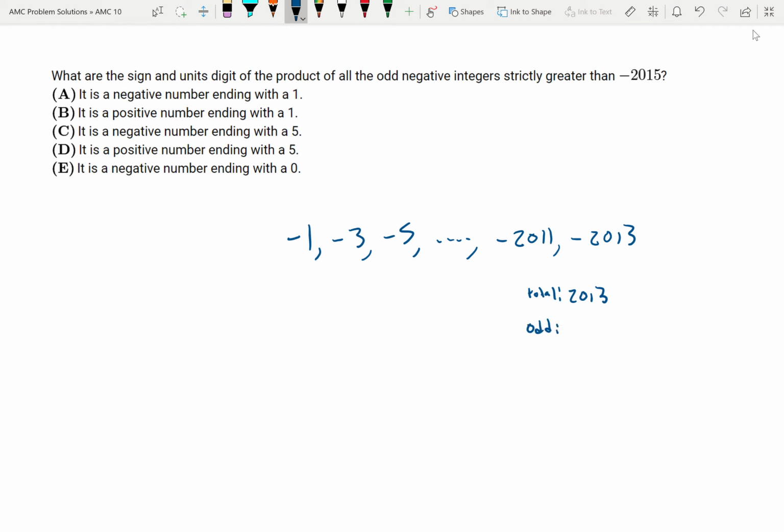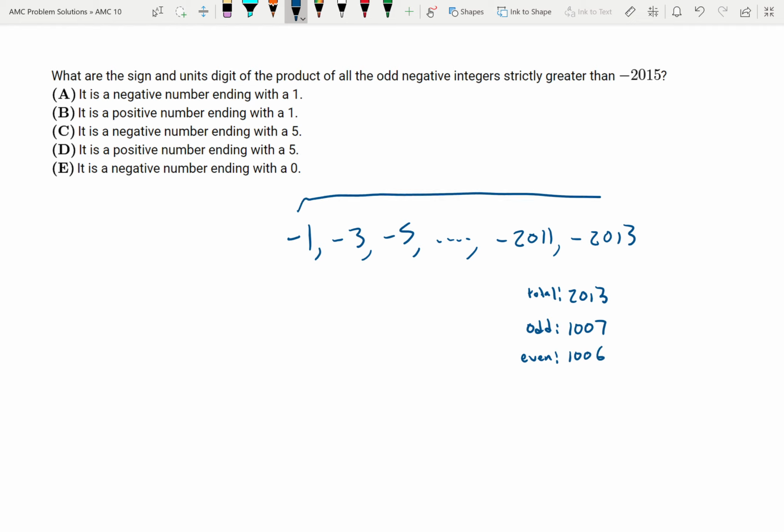There's going to be the same number of odd and even if I go odd, even, odd, even, odd, even, and end on an even number. However, in this case, I'm going from odd and I'm ending on an odd. Therefore, I'm going to have one more odd negative integer than even. So the way it breaks down is there will be 1007 odd and 1006 even.